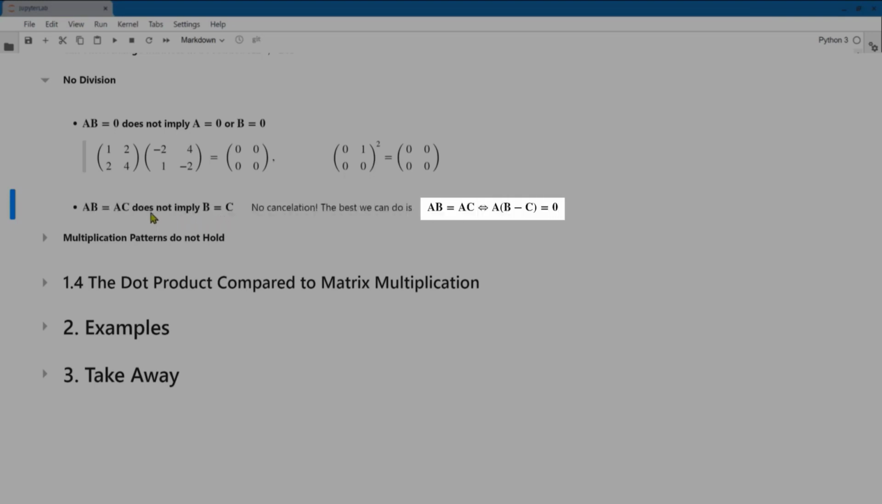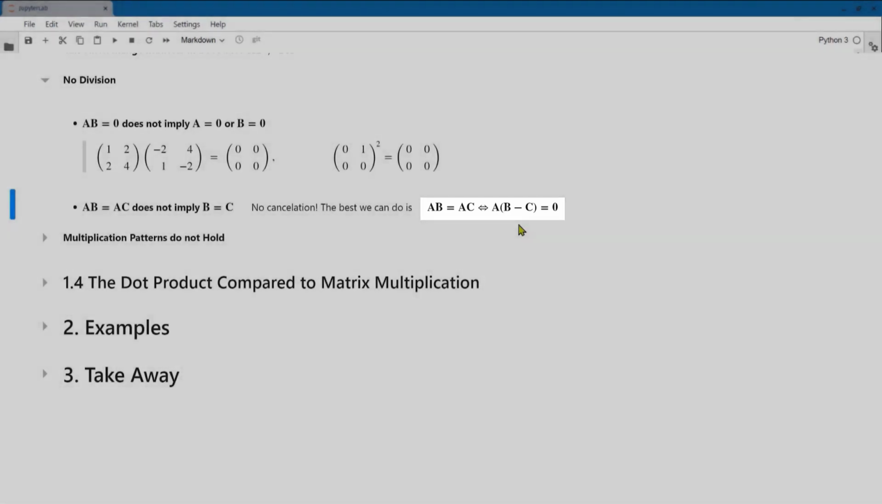The best we can do is simply put both of these multiplications on the same side and factor out an A, and so AB equal to AC becomes A times the matrix B minus C equal to 0. So that's the product of two matrices equal to 0. We've just rewritten our condition a little bit, but that's the best that we can do.